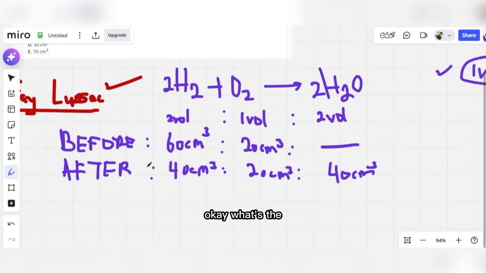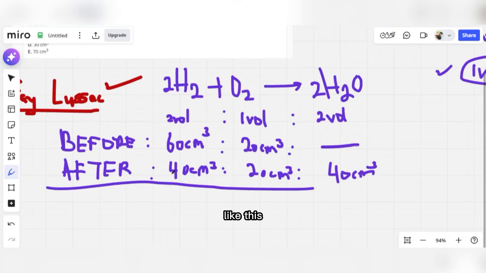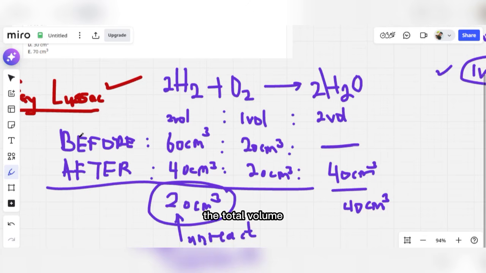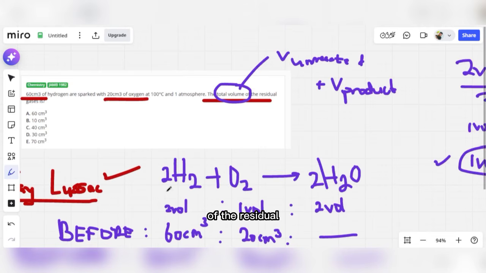So you now say, okay, what's the volume that did not react? You now do like this. 60 minus 40, that means 20 cm cube of hydrogen did not react. All right. And the product we have here is 40 cm cube of water. So if the question was, what is the volume of gas unreacted? Then you say 20 cm cube of hydrogen is unreacted. Are you getting me?